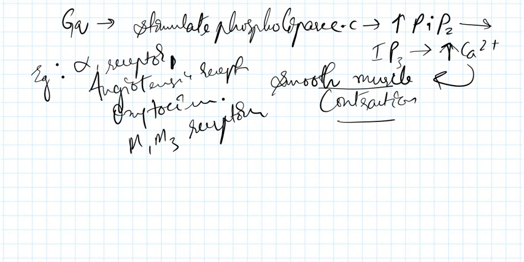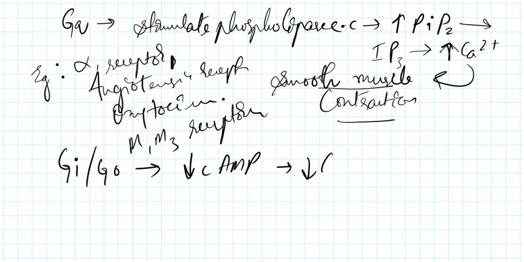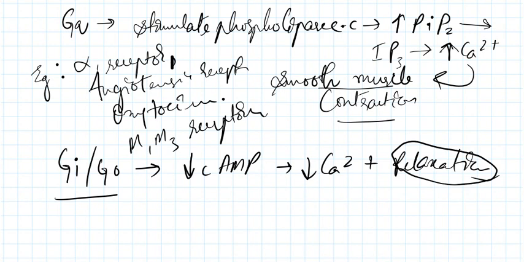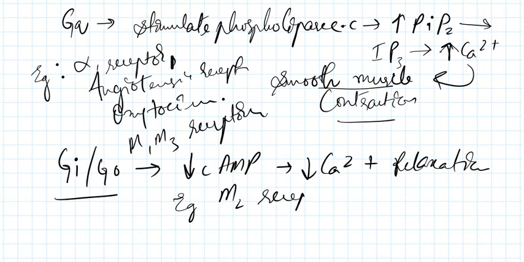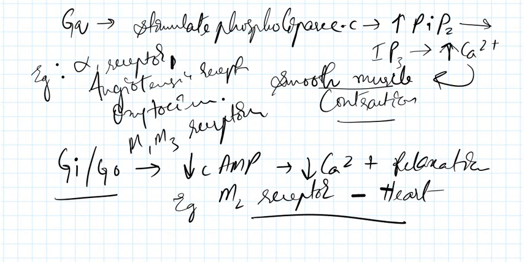Next, another type of G protein is Gi or Go. What happens is they decrease cyclic AMP. This leads to decreased calcium levels. This leads to relaxation. So activation of Gi or Go receptors causes relaxation of the muscle. Can you give me one example? M2 receptors on the heart. If the M2 receptors are activated, it decreases the contractile activity of the heart.